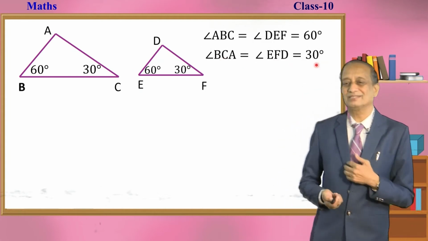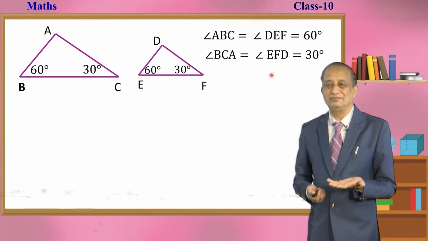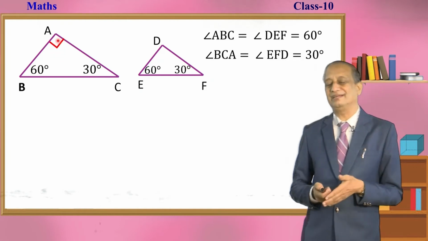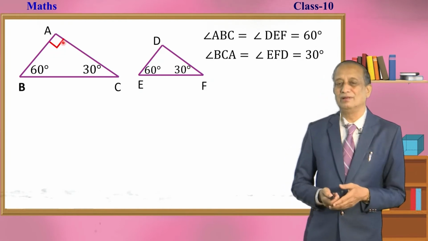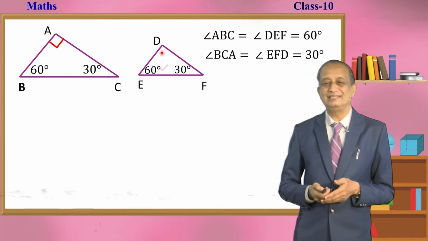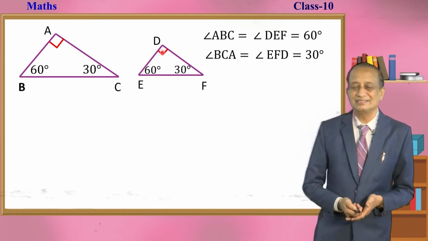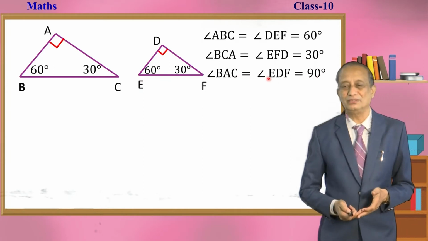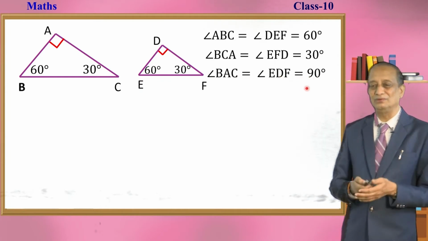So, 60 plus 30 is 90. We know the sum of the 3 angles of a triangle is 180 degrees. Therefore, what should be the third angle, children? So, this is the symbol for 90 degrees. So, angle A is 90, angle D is also 90. Therefore, we write angle BAC is equal to angle EDF, which is equal to 90.